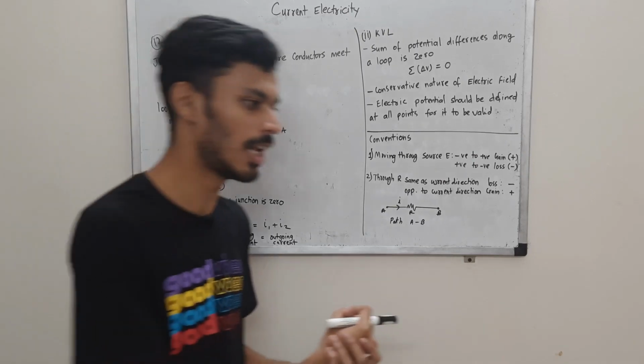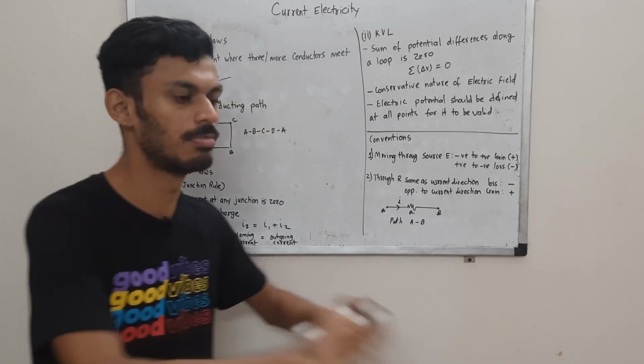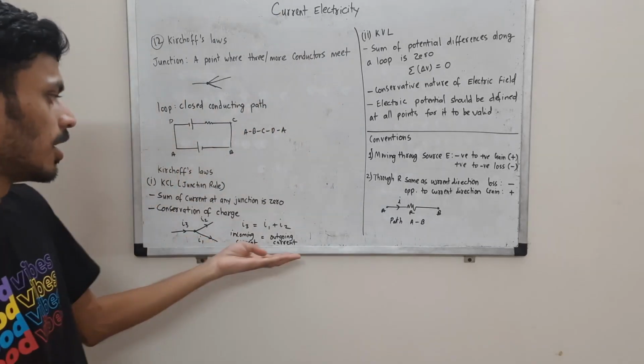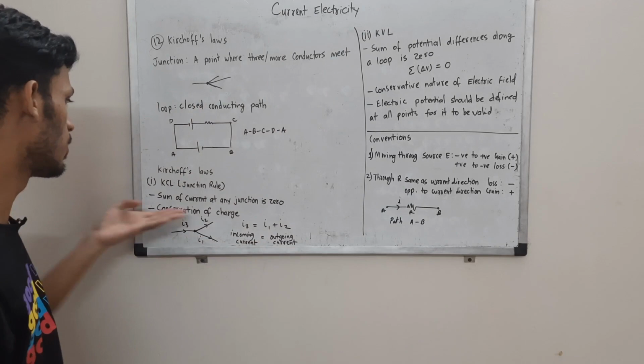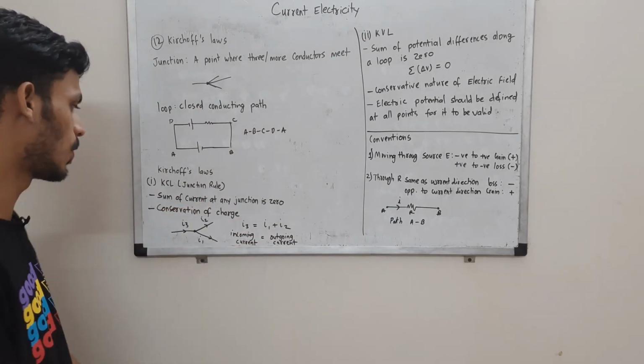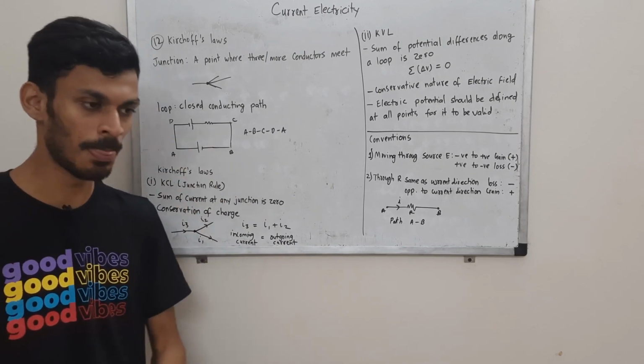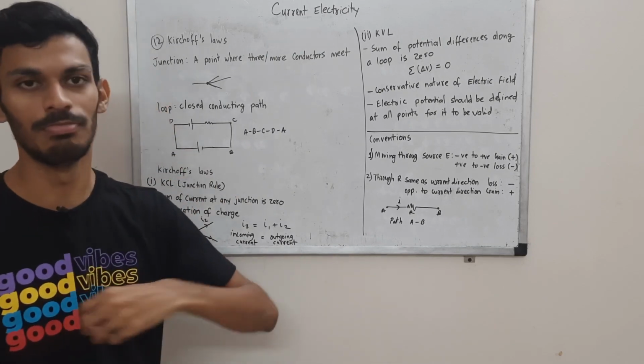The amount of current that is coming to the junction should be the amount of current that is going out of the junction. Incoming current should equal outgoing current. This is based on conservation of charge. As I told you, there should be no accumulation of charge. Charge cannot be created nor destroyed. So whatever charge is coming should go out.